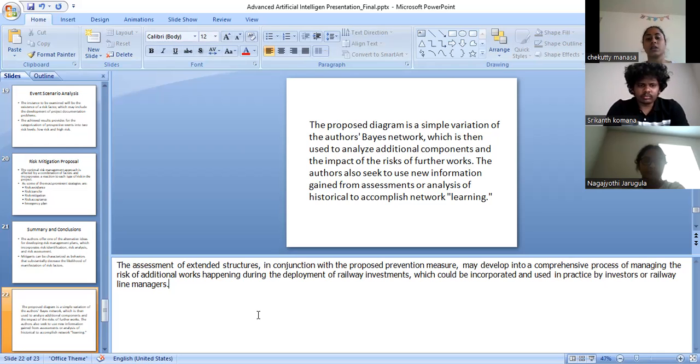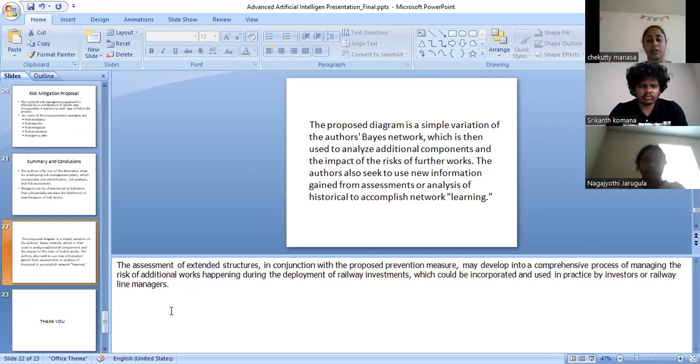The authors also seek to use new information gained from the assessment or analysis of the historically accomplished network learning. The assessment of extended structures in conjunction with the proposed prevention measure may develop the comprehension process of managing the risk of additional works happening during the deployment of the railway networks, investments which would be incorporated and used in practice by the investors or railway line managers.